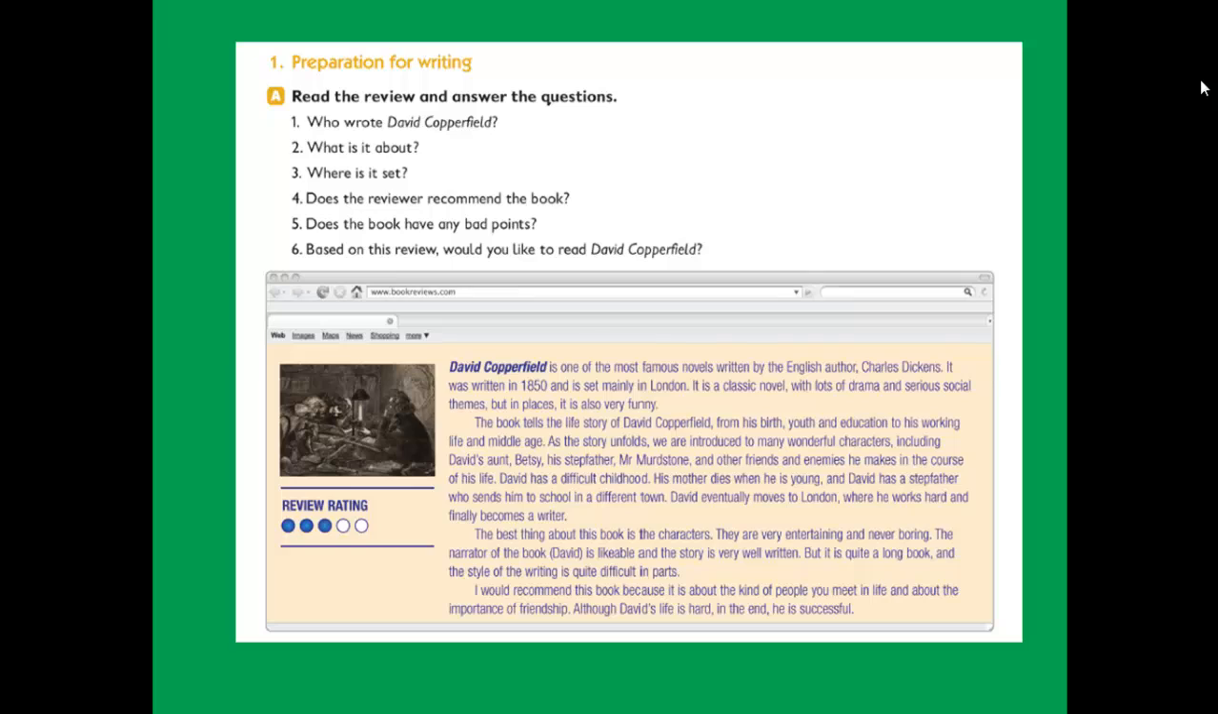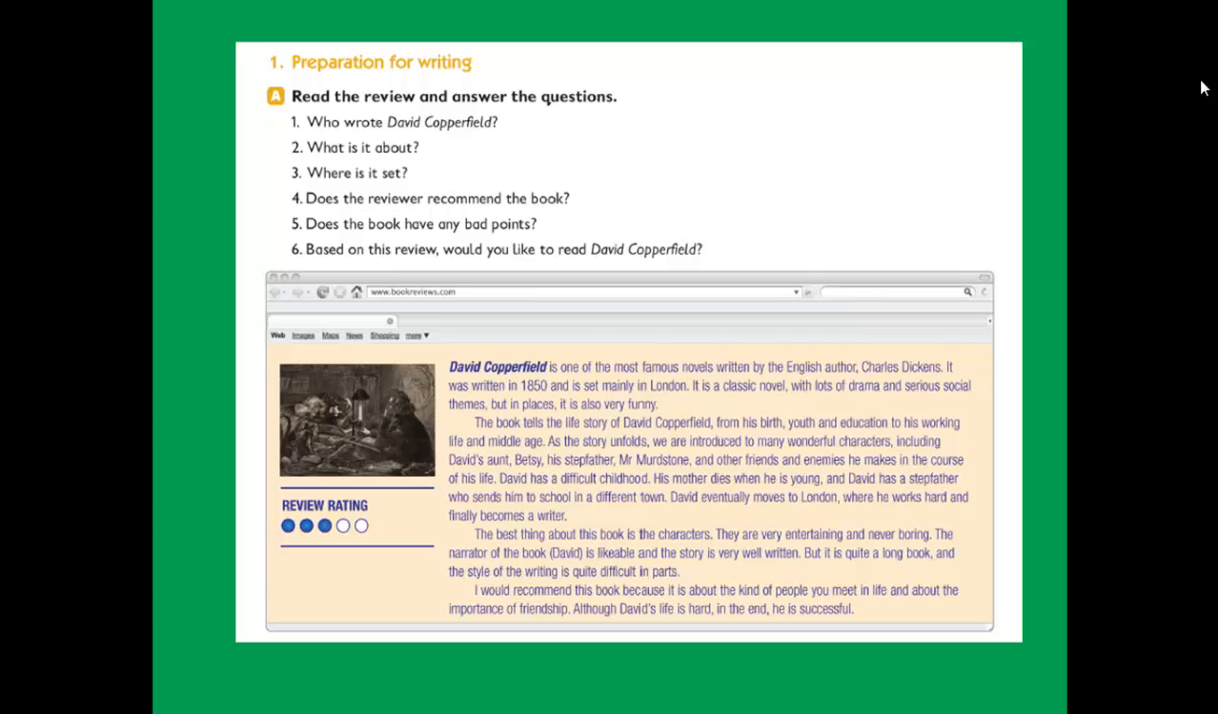Number 1, who wrote David Copperfield? 2, what is it about? 3, where is it set? 4, does the reviewer recommend the book? Number 5, does the book have any bad points? And finally, number 6, based on this review, would you like to read David Copperfield?